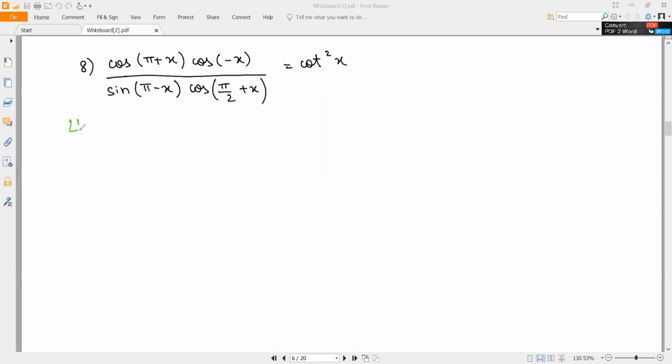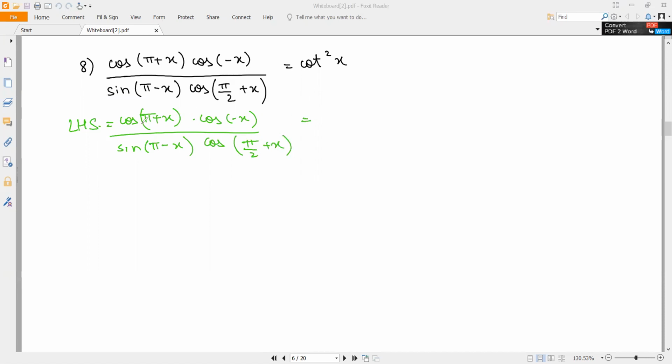So your LHS over here is cos of something into cos of something, over sine of something into sine of something. Now again, cos A into cos B in the numerator and sine A into sine B in the denominator. But before doing that, the angles, as you can see, are in pi plus, pi minus, pi by 2 plus. So here, this can be reduced here itself. Cos pi plus x into cos minus x upon sine pi minus x upon cos pi by 2 plus x.